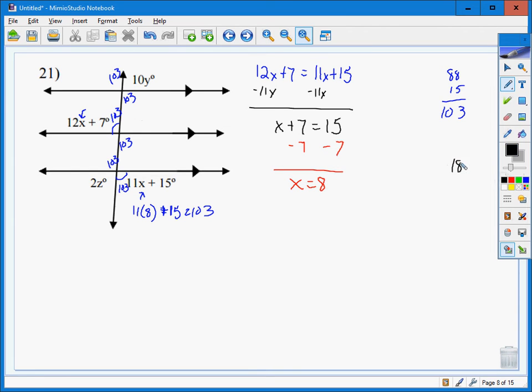I would take 180 minus the 103 that's there, which is 77. So 2z is 77. 10y is also 77. There's my other two equations.